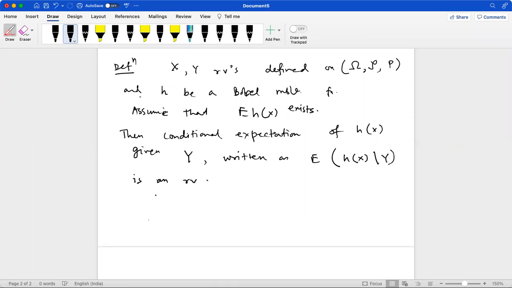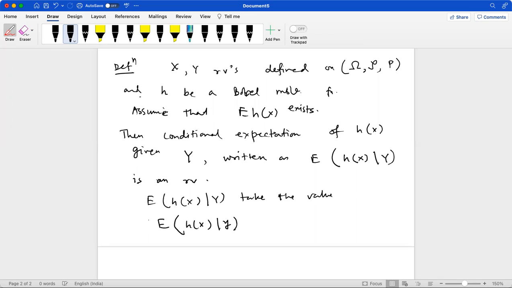And this random variable, h(X) given Y, takes the value: where does it take the value? It takes the value h(X) given Y equal to y, where that small y is fixed.